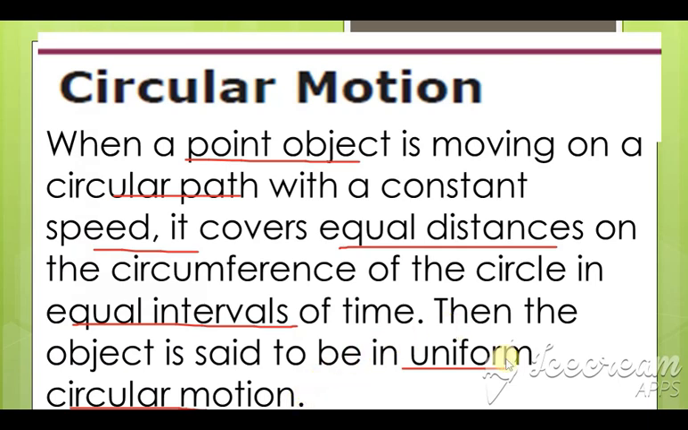So we are seeing the first type of circular motion, which is said to be uniform circular motion. In uniform circular motion, it covers equal distance in equal intervals of time. So that is called uniform circular motion. We know that whenever you use the term uniform, it is the same, more or less equal, is it not? So here it covers equal distance in equal intervals of time. Okay, so this is a circular motion.